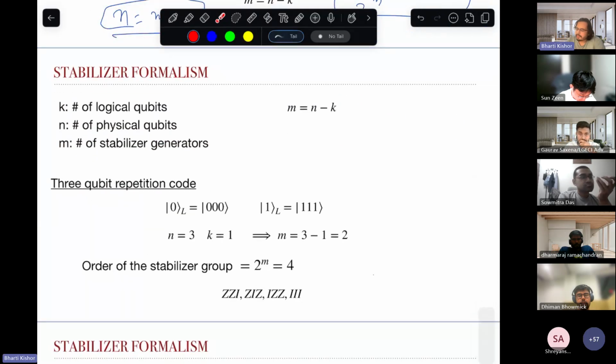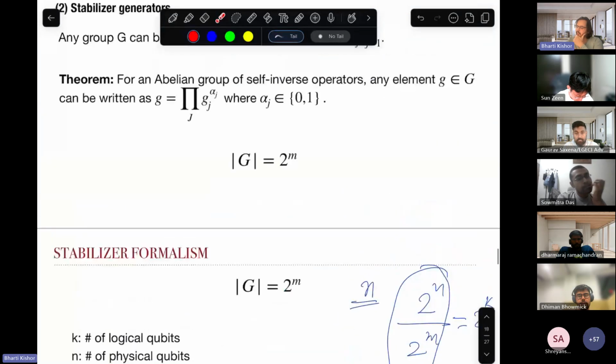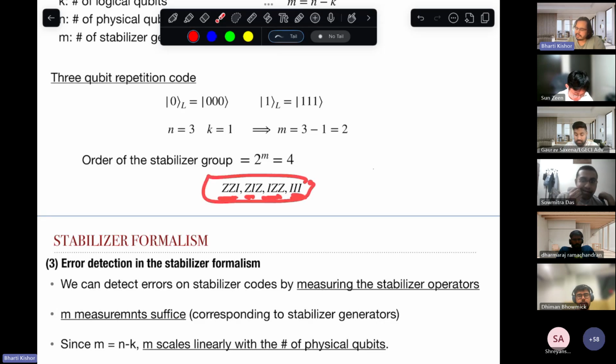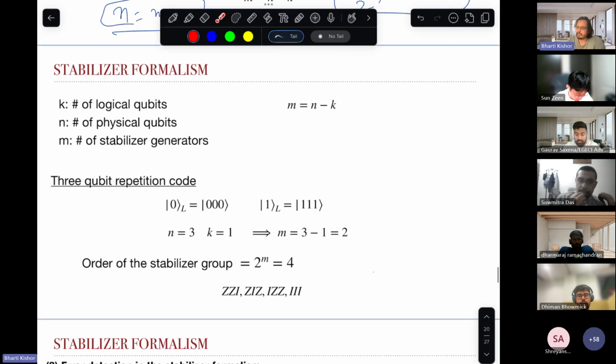So let's apply it to the 3 qubit repetition code. In the 3 qubit repetition code, our n was 3, k was 1. So m was basically 3 minus 1, that is 2. So the order of the stabilizer group was 2 to the power m, so 2 to the power 2, that is 4. So we had ZZI, ZIZ, IZZ, and III. These are in our stabilizer group for the 3 qubit repetition code.